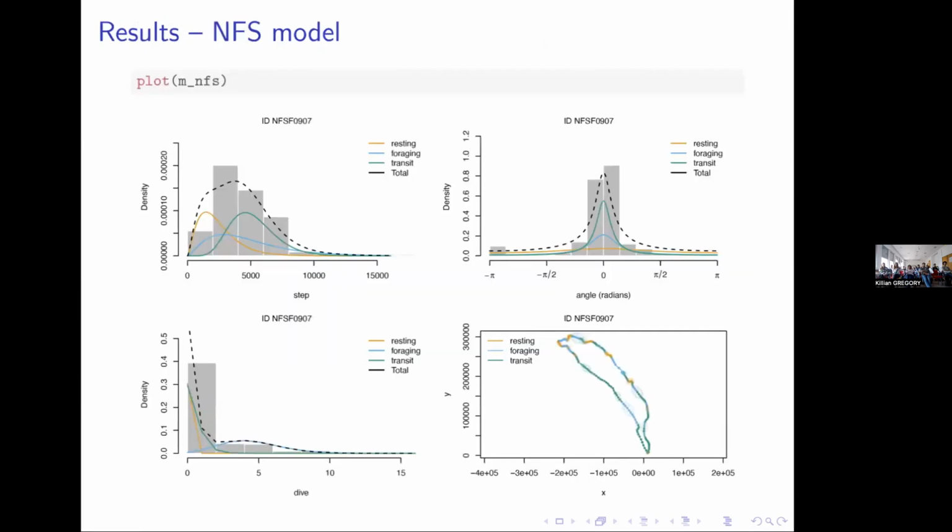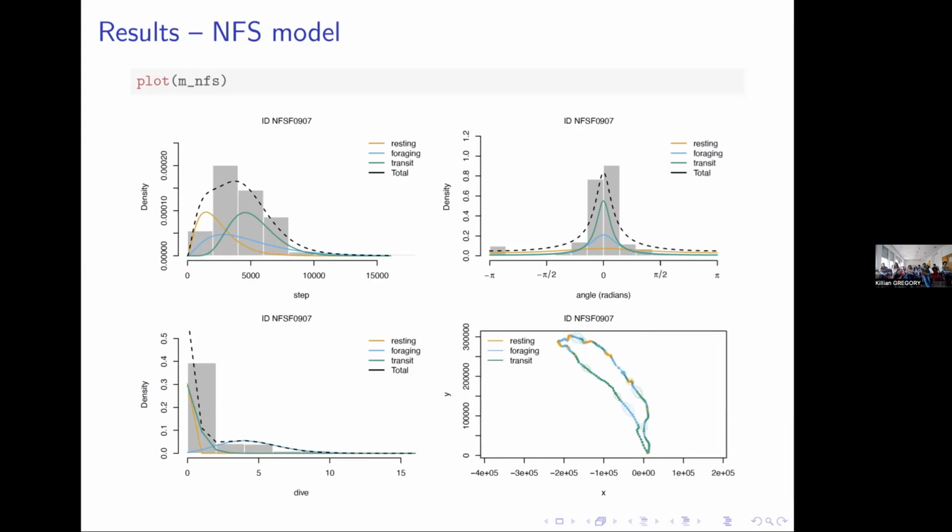And these are the model fits in this case, the pooled inference across all the imputations, where the step lengths and turn angles are kind of what we would think they would be for transit versus resting and foraging. The main thing differentiating them though is the number of dives, where the foraging state has a large number of dives, the resting state has absolutely no dives.